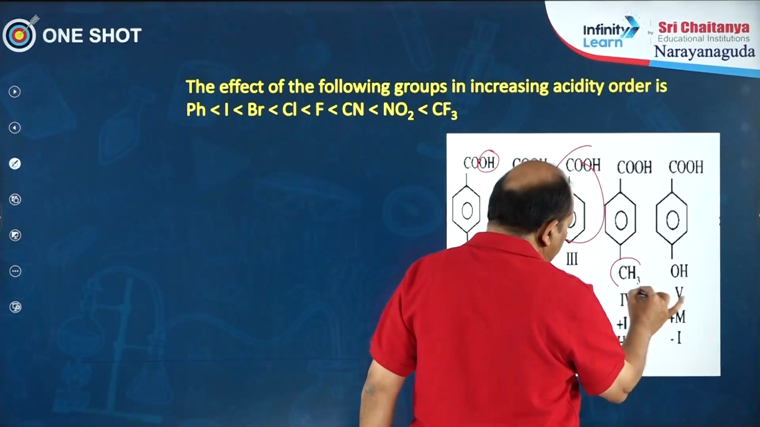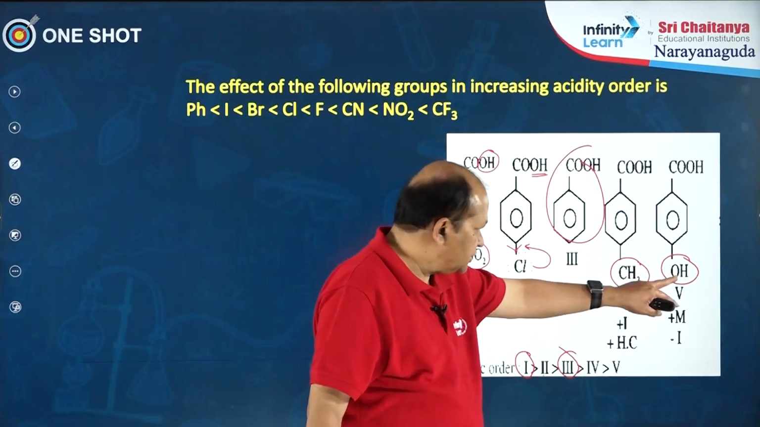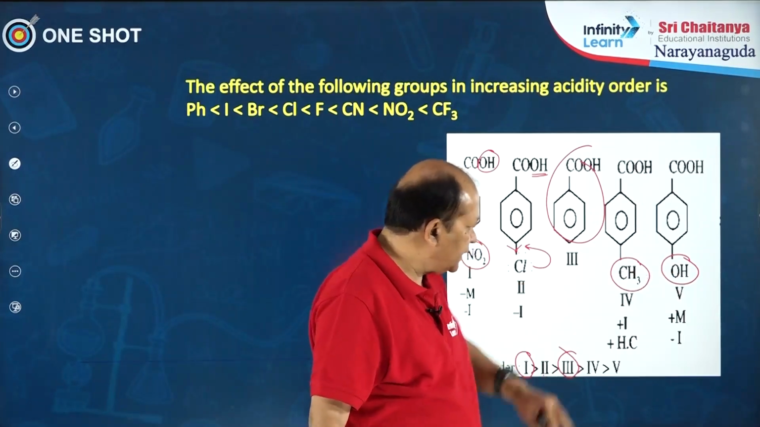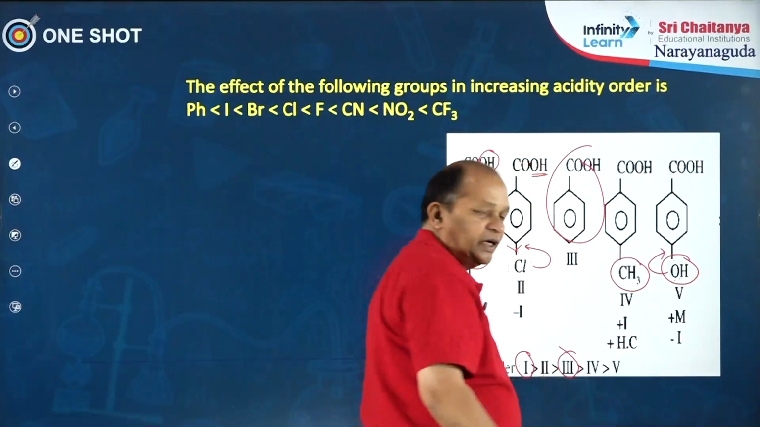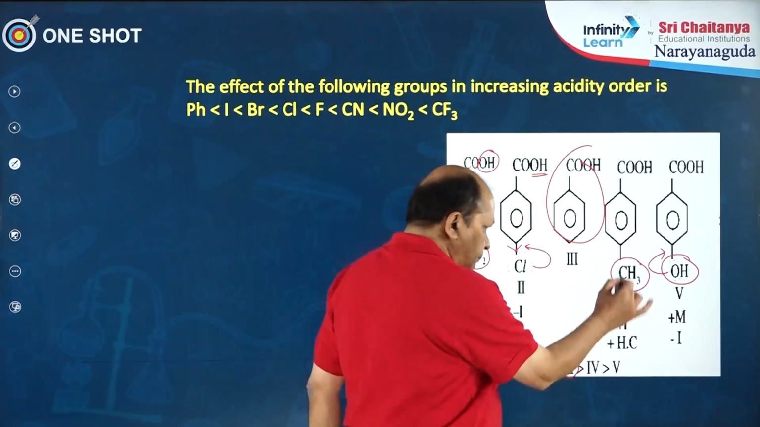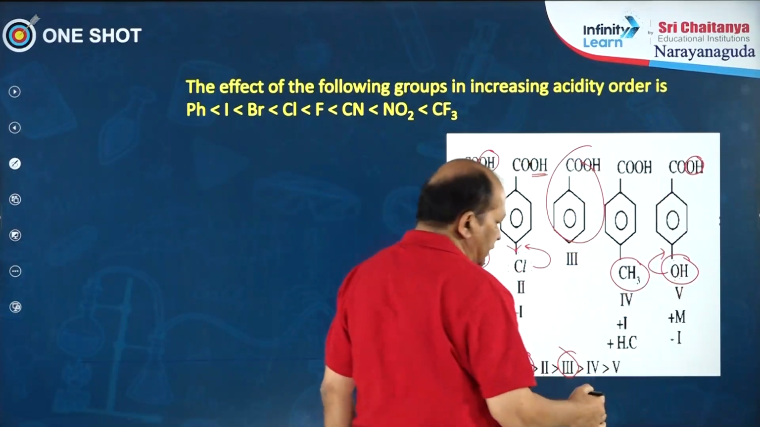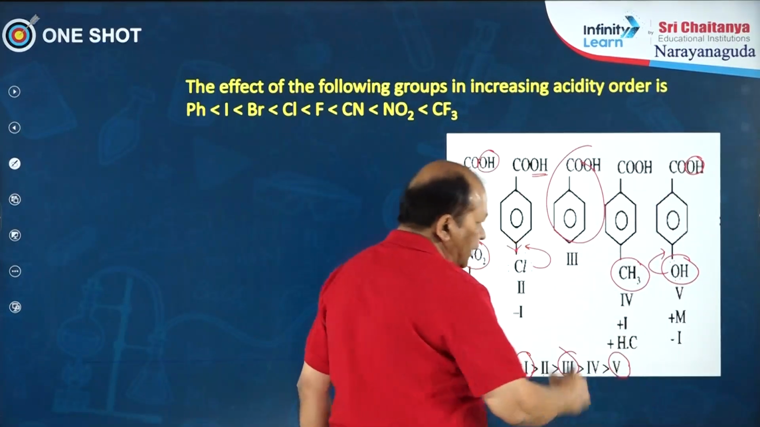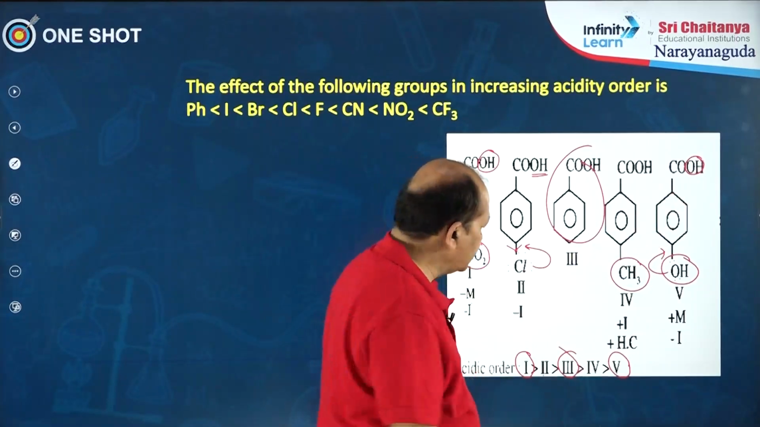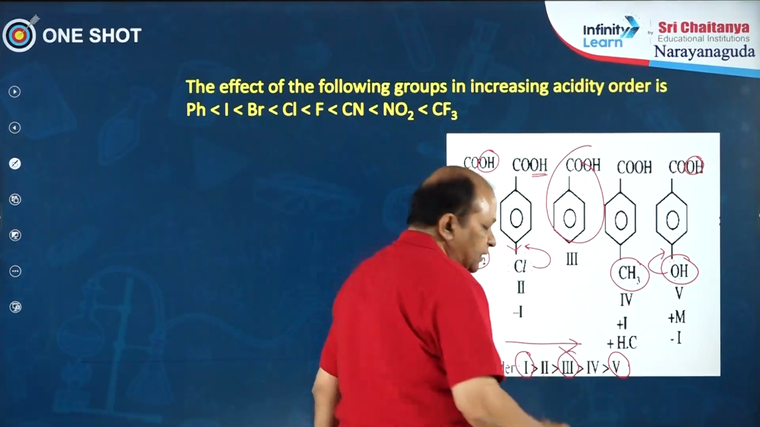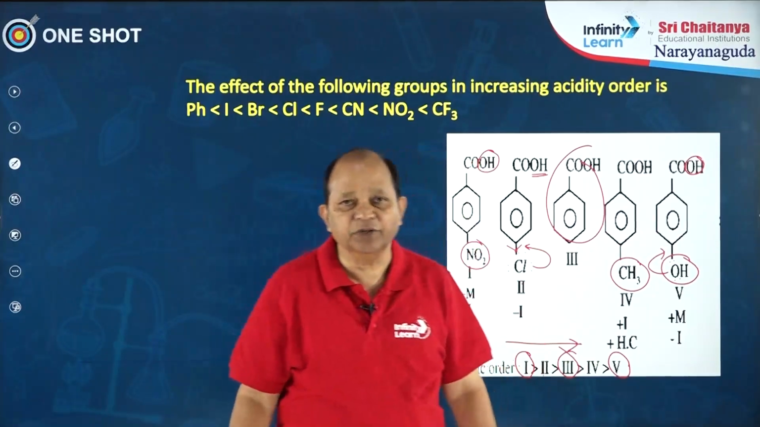Now, here between methyl and hydroxy, the hydroxy group is OH, that is, the oxygen atom is giving the electrons through mesomeric effect, which is relatively stronger compared to the plus I effect. So, there will be more decrease in the polarity. Therefore, compound 5, that is para-hydroxybenzoic acid, is least acidic. Okay. So, this is the order of relative acidic strength of different substituted benzoic acids.